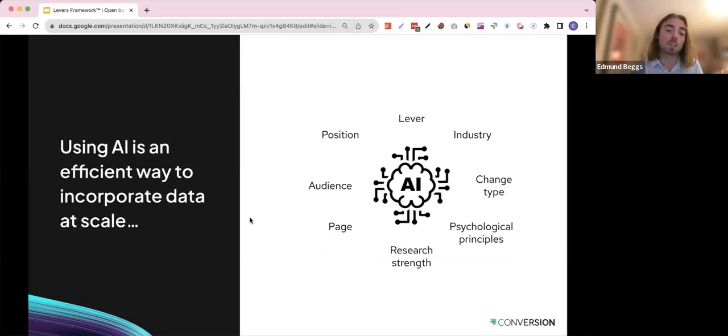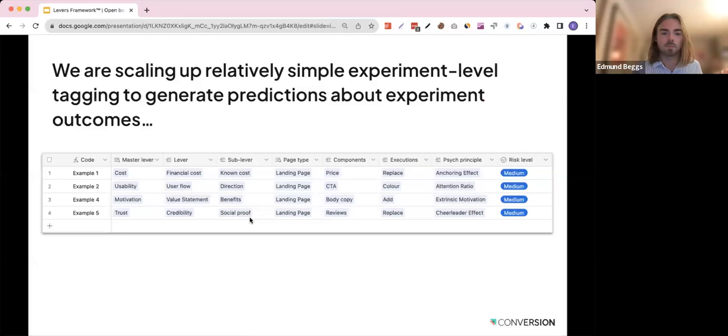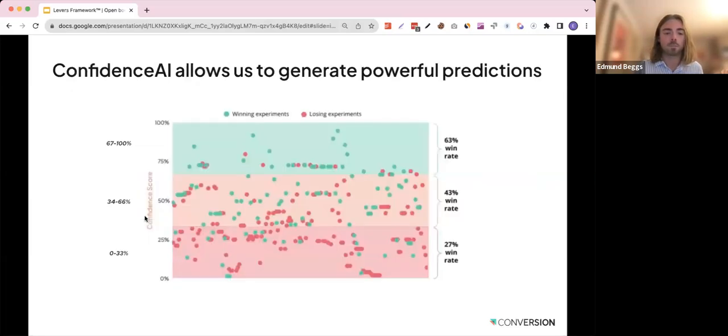So we've started leveraging machine learning like Confidence AI in order to incorporate all of these parameters: the lever and industry, the position, the audience, the page, along with psychological principles and so on, in order to render stronger predictions. And we do this all just through a simple tagging system. The same thing we're talking about with levers, just scaled up across different attributes we can use to describe an experiment. It can be very simple and very intuitive, but it just works well on aggregate.